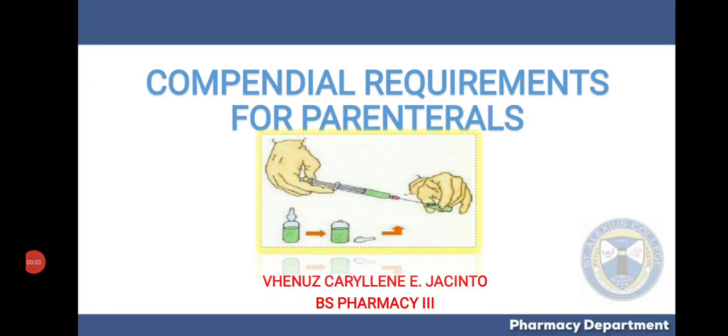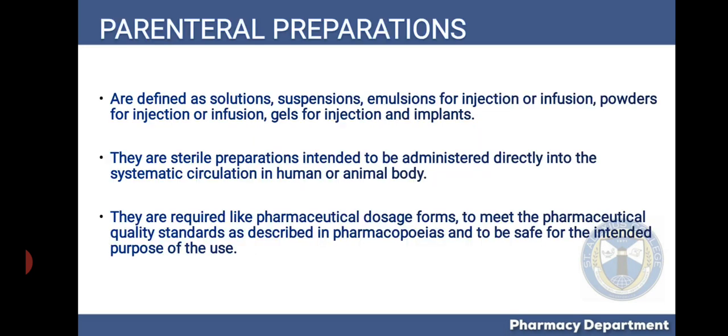Hi everyone, so today we're going to talk about the compendial requirements for parenterals. So, for parenteral preparations, these are defined as solutions, suspensions, emulsions for injection or infusion, powders for injection or infusion, gels for injection and implants. They are sterile preparations intended to be administered directly into the systemic circulation in the human or animal body.